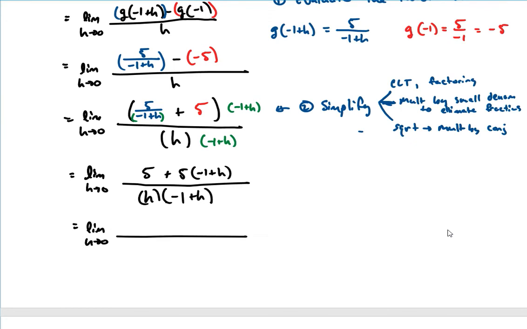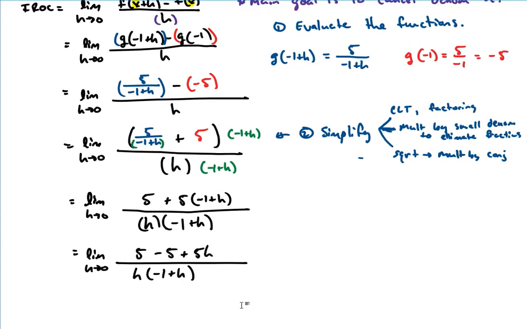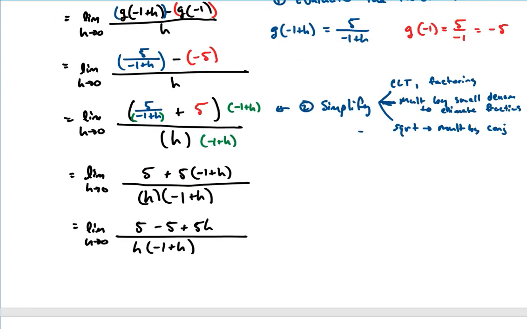So we've got the limit as h goes to 0 of 5, and then positive 5 distributes to give us -5, minus, nope, not minus, plus. So positive 5 times positive h is positive 5h over h times -1 plus h. What we mentioned before in this problem, notice that when we simplify, we should only have h terms left over in our numerator, and that is true here as well. So note we should only have h terms once it simplifies in the numerator.